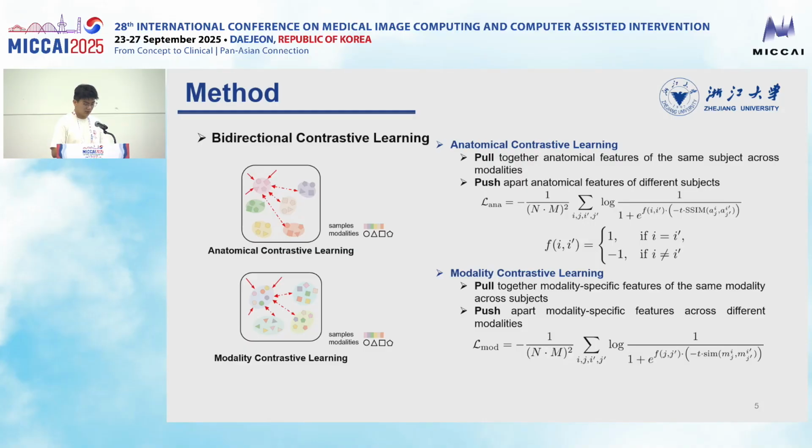Specifically, for each MRI image I_J from subject I and modality J, in anatomical contrastive learning, positive samples are those that share the same subject I. In modality contrastive learning, positive samples are those that share the same modality J. By combining these two losses, the model is able to disentangle anatomical and modality-specific information more efficiently, which is crucial for segmentation under missing modalities.